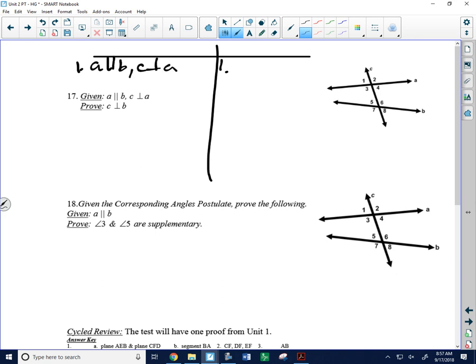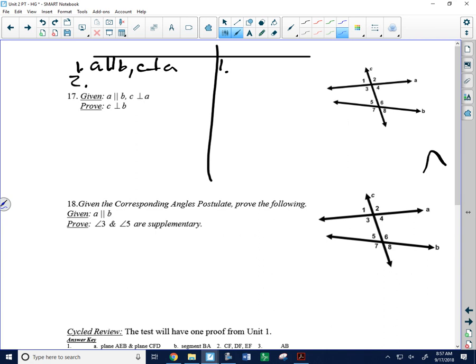Just for writing, I'm going to need a little more room on the smartboard, so I'm going to start right there. Statements, reasons, and then given. So this is what we did in class. You're trying to prove C is perpendicular to B, and so you need to get 6 to be a right angle. But we've got to go with what we have up there first.